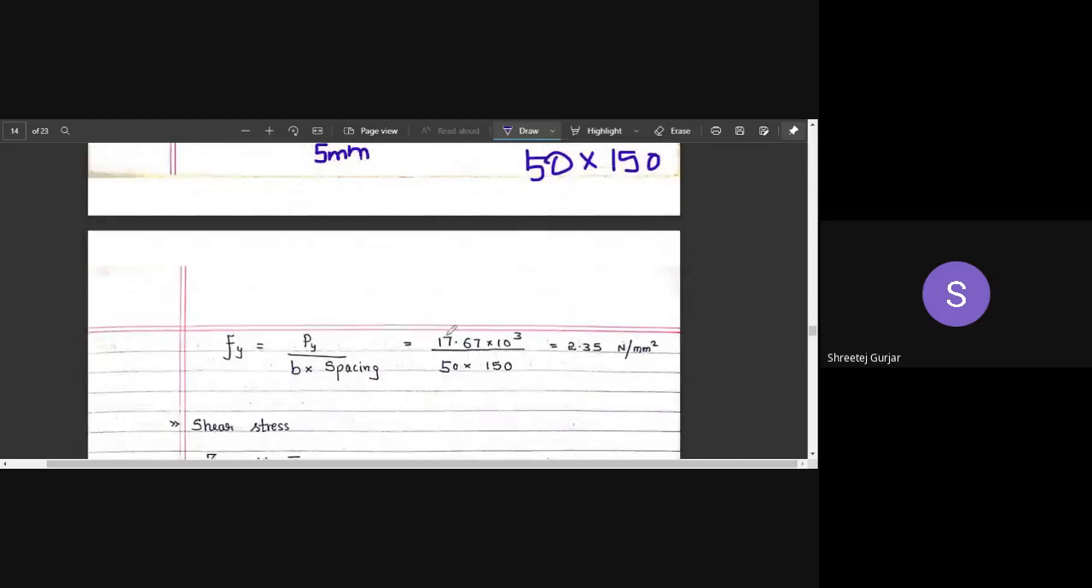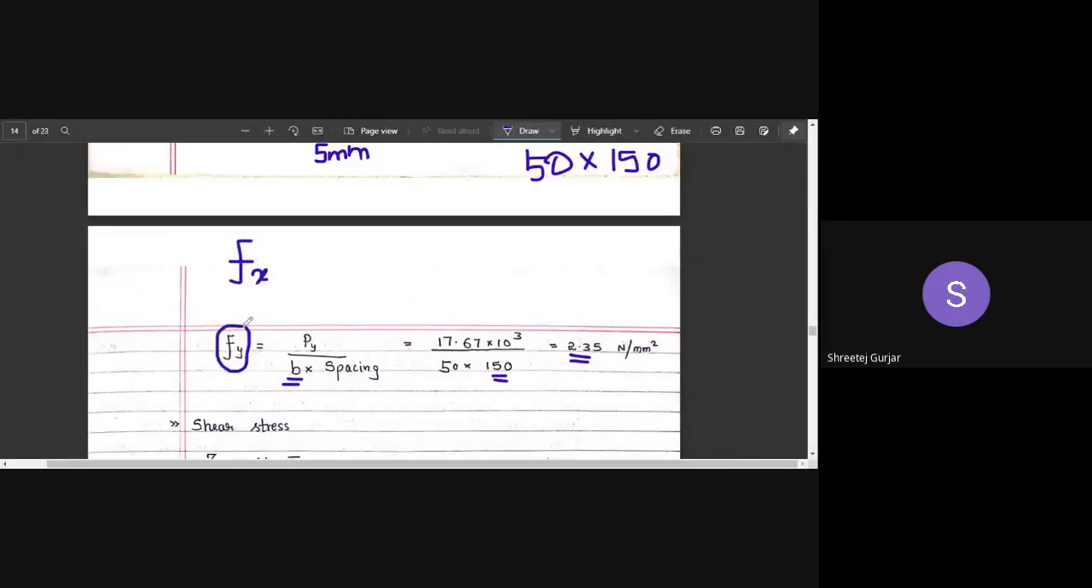So Py we have calculated as 17.67 into 10 power 3, correct? 17.67 into 10 power 3 divided by 50, which is the thickness of the web, into spacing, which is given as 150. So this particular value we have got as 2.35 Newton per mm square. So now we have calculated Fx, we have calculated Fy.